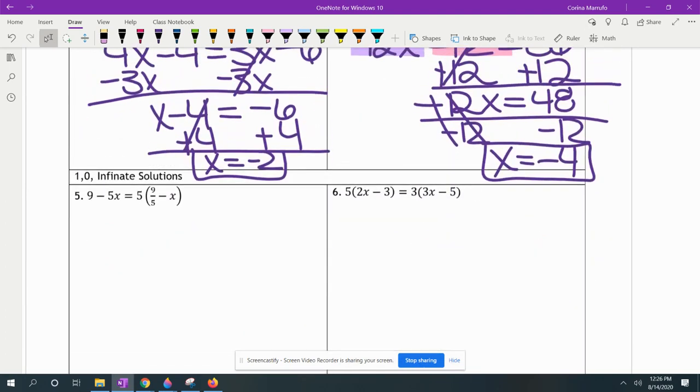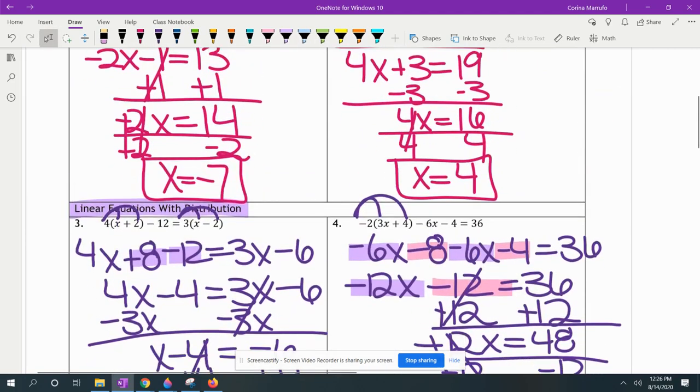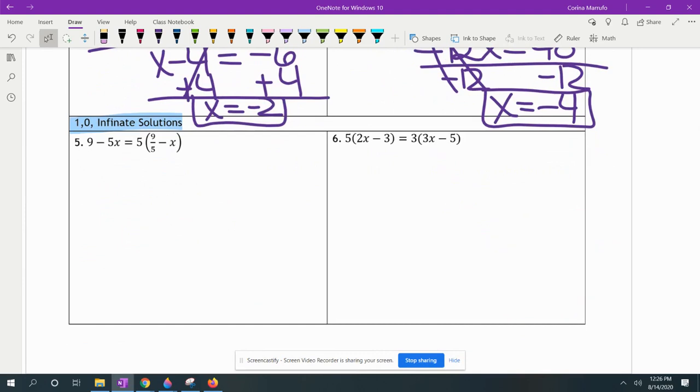Now we have the possibility of having one solution, which is what we've been doing. All the problems we've been solving, we have one solution. We can have no solution, so 0 solutions, or we can have infinitely many solutions. So we have 3 possibilities. The examples that we did here, all of these had one solution. So let's go ahead and see when we have no solution or infinitely many solutions.